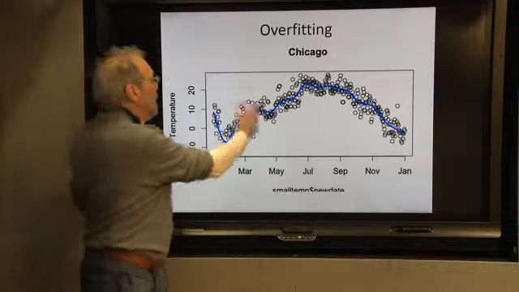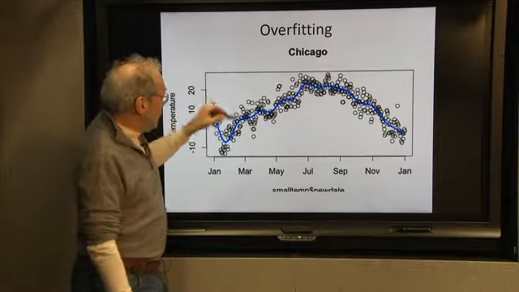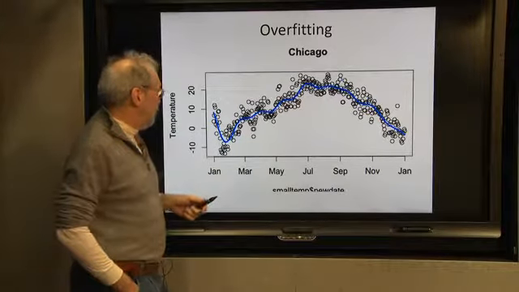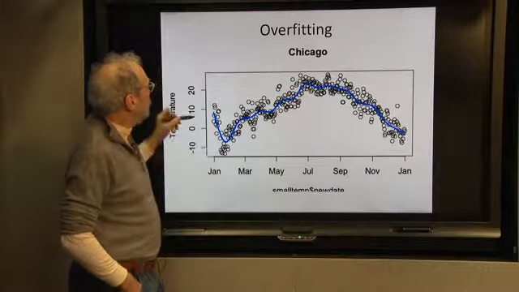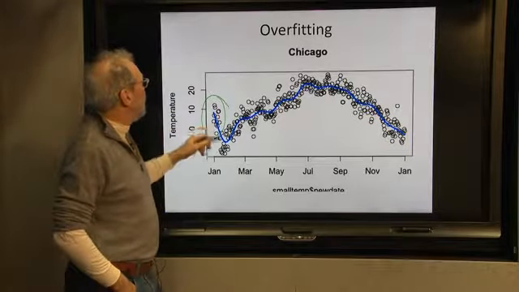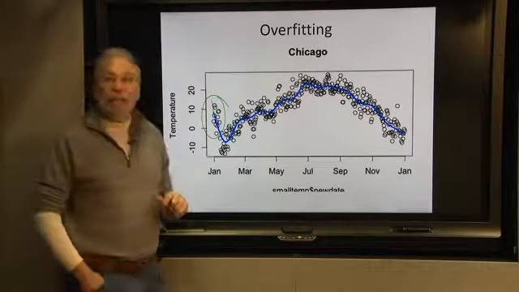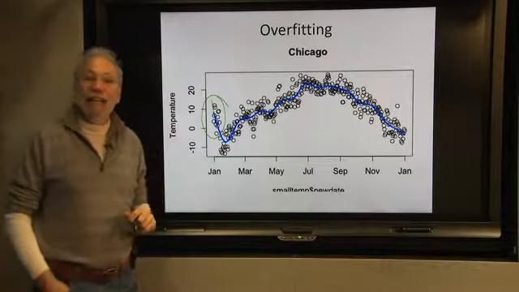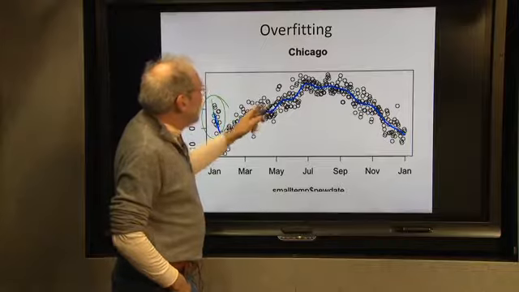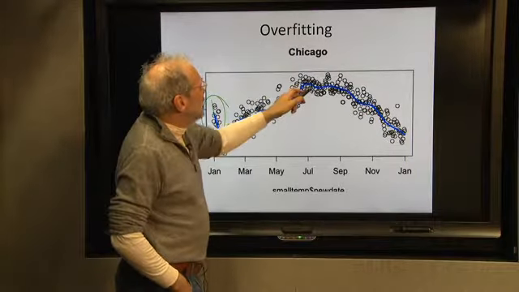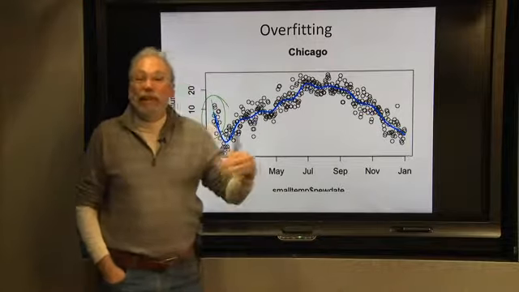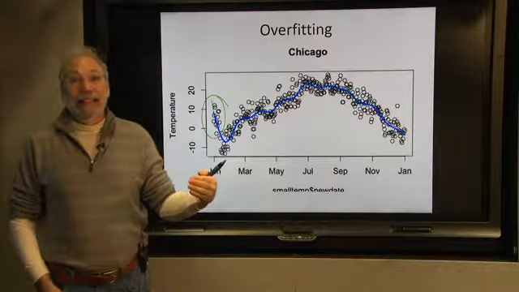So here's the same Chicago data, and I fit a different spline to it, which uses more degrees of freedom. Now, on the one hand, it did a lot better there, right? It picked up those high temperatures in January. On the other hand, it's picking up what might well be just sort of random wiggles in the data.